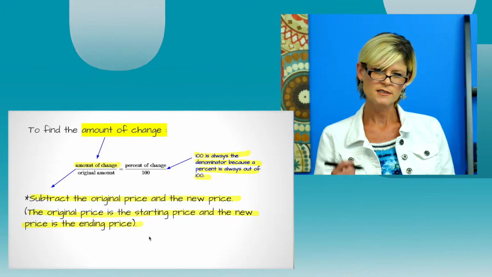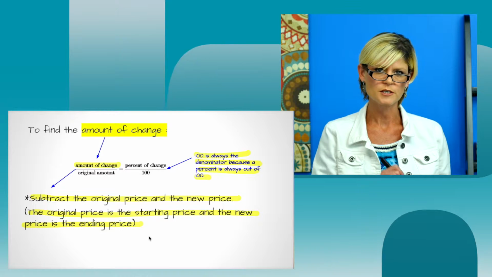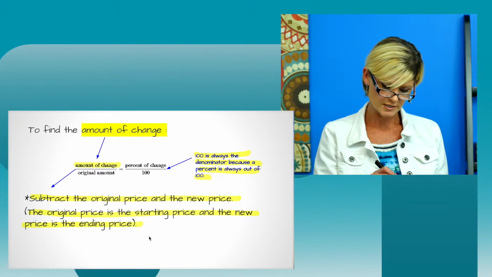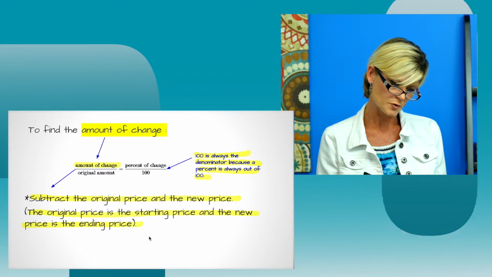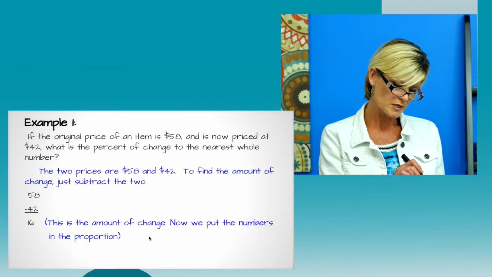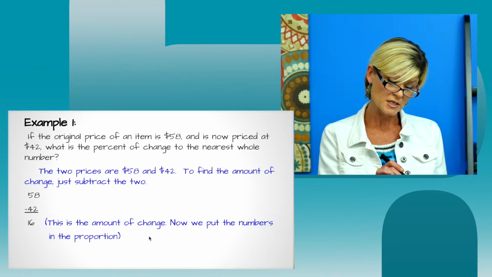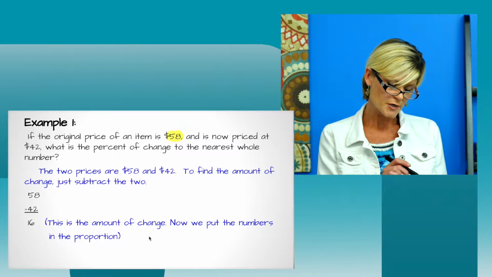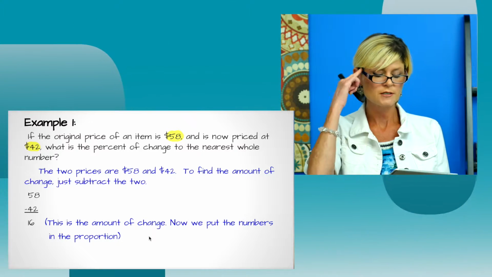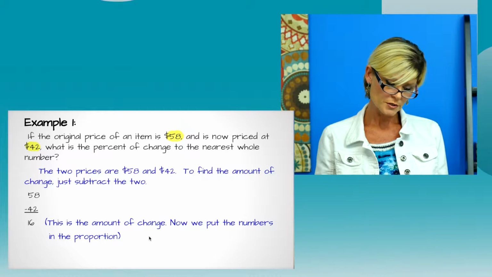Now this might make a little bit more sense when we start plugging in some real numbers and put some real world activities involved in it. So hopefully that'll make a little bit more sense. Let's look at an example. If the original price of an item is $58, and is now priced at $42, what is the percent of change to the nearest whole number?